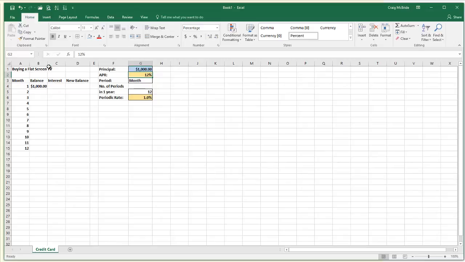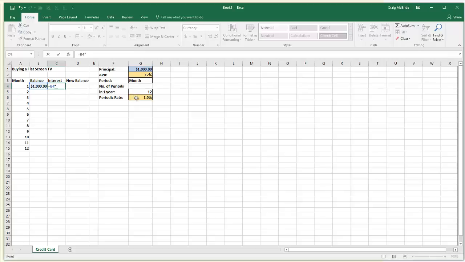So anytime you want to quickly format the columns to match the width of the largest thing there, just put the cursor in between until it turns into that symbol and double click. All right, interest is just our balance times the periodic rate, but we don't want to do 1,000 times 1%. We want to leave it dynamic, in case this changes, so we're going to let it equal this cell times, and it's always asterisk, this cell, and there's our interest.